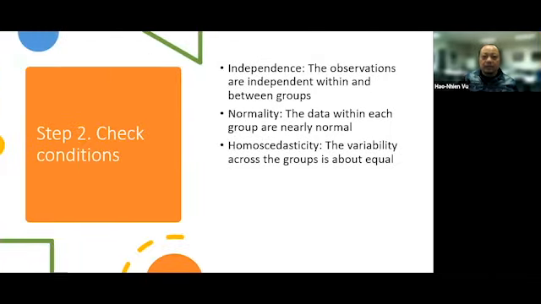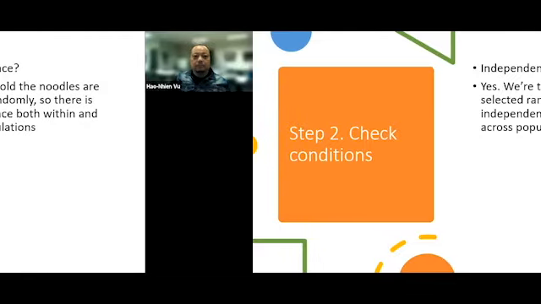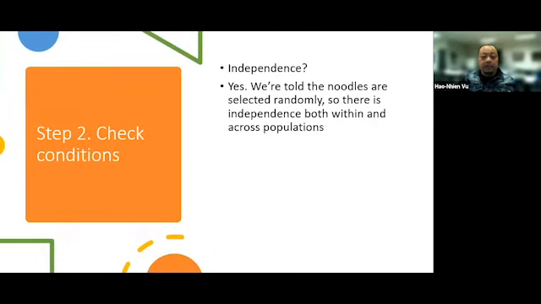Step 2, check the conditions. There are independence, normality, homoscedasticity. Condition 1, independence? Yes. We're told the noodles are selected randomly, so there's independence both within and across populations.